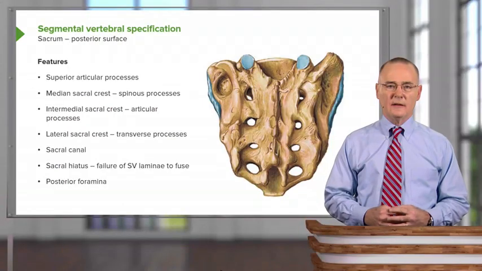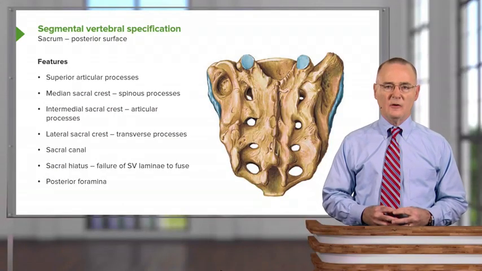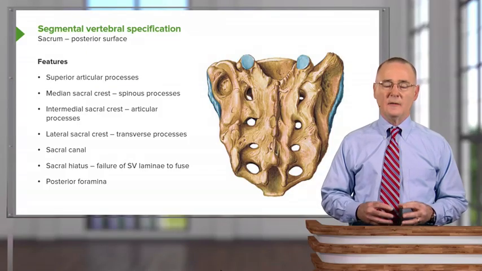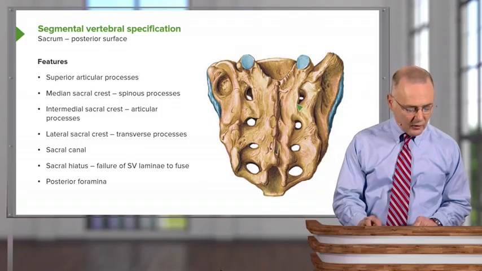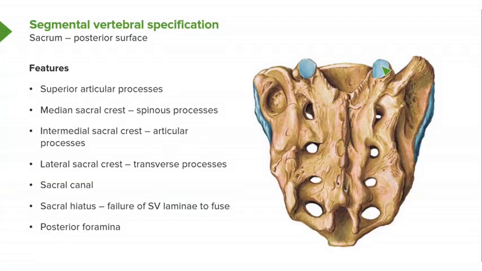Here we're looking at an adult sacrum where the 5 sacral vertebrae have fused. This is a posterior view that we're looking at. The first thing that we should note are these superior structures here and here. These are superior articular processes associated with the sacrum. These then will articulate with the inferior articular processes of the 5th lumbar vertebra. If we look right here in the posterior midline, we see what is referred to as the median sacral crest.